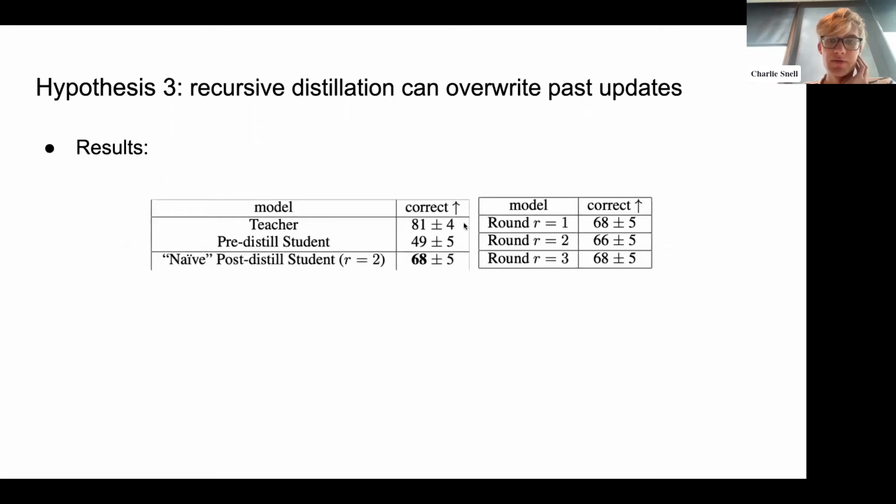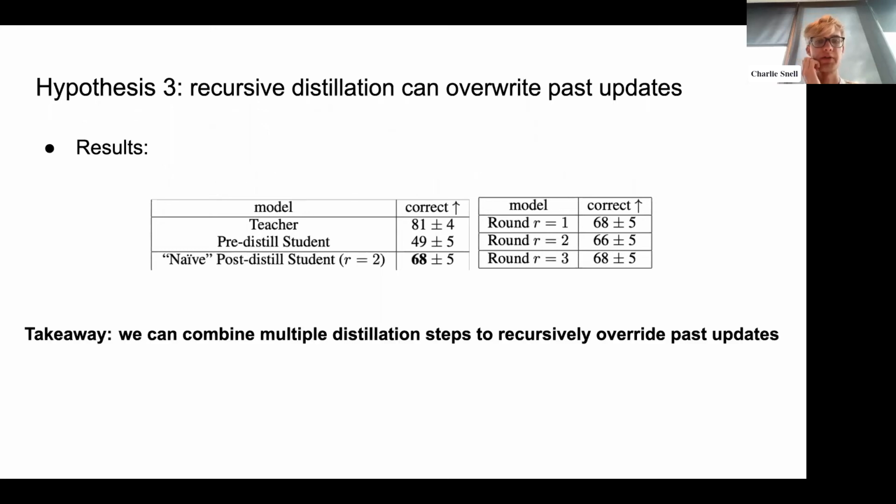We have the teacher's performance, the student before distillation, and then the student after distillation. It is able to respond to the correct task ID and make the correct predictions for each of the tasks, which is essentially what this is measuring, the Rouge L score on each task. And then here we're showing that after each round of recursive distillation, we did 3 rounds, the student's performance doesn't come down because it maybe forgot how to respond to instructions. It still works.